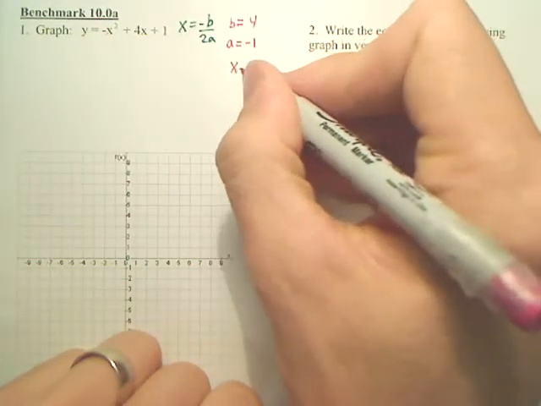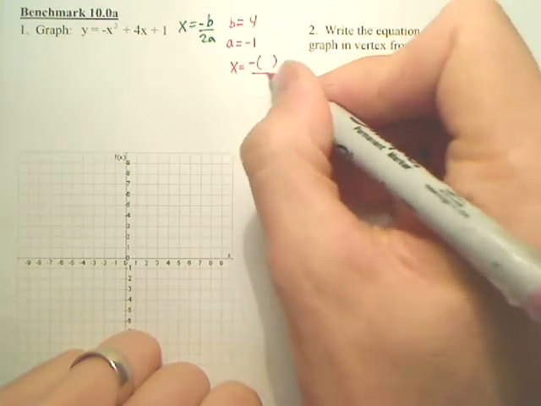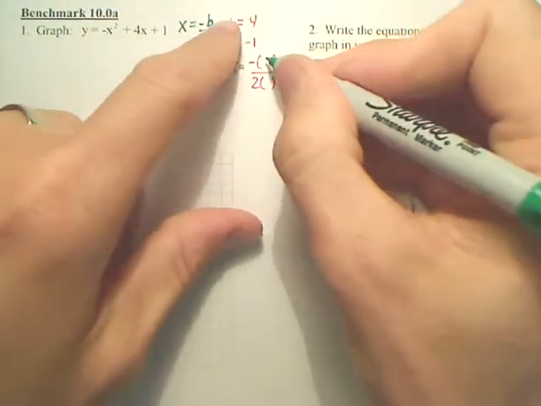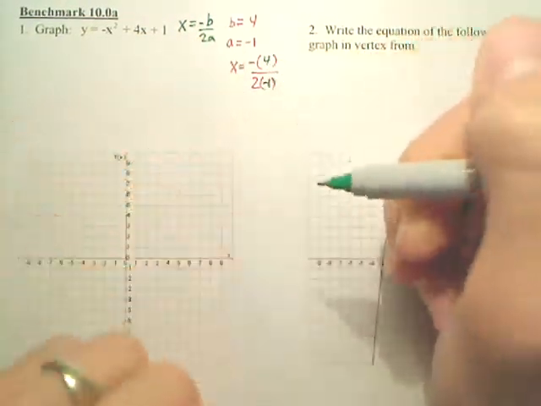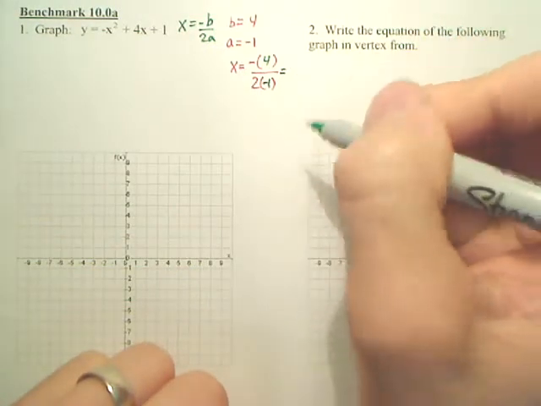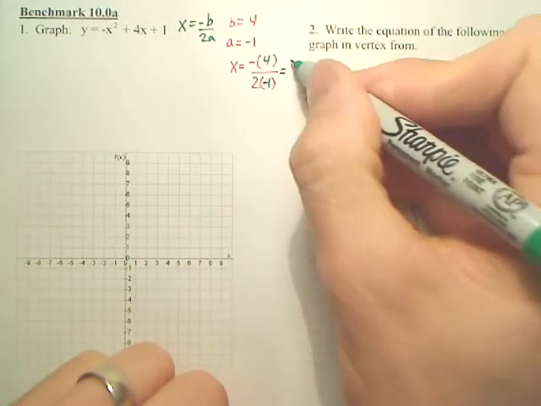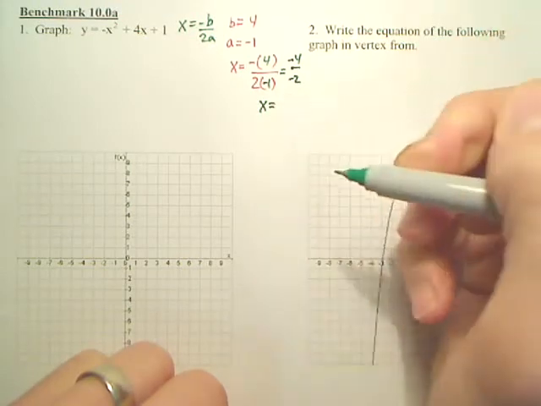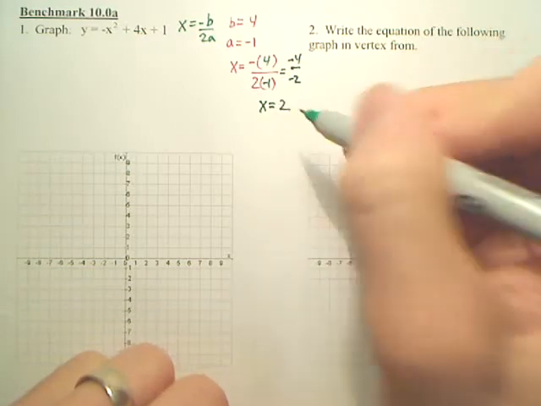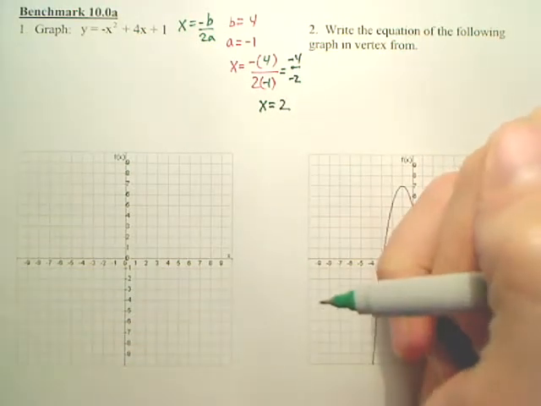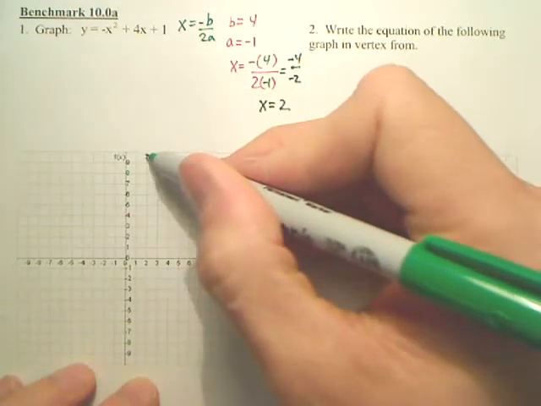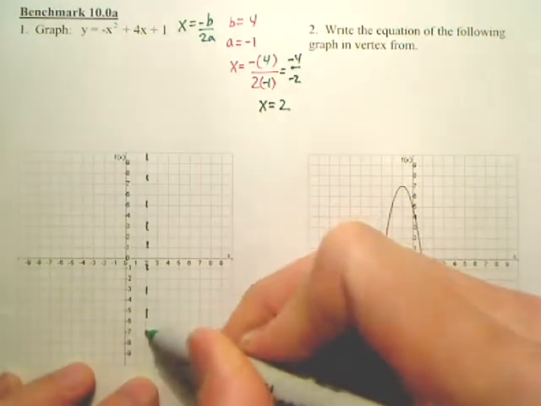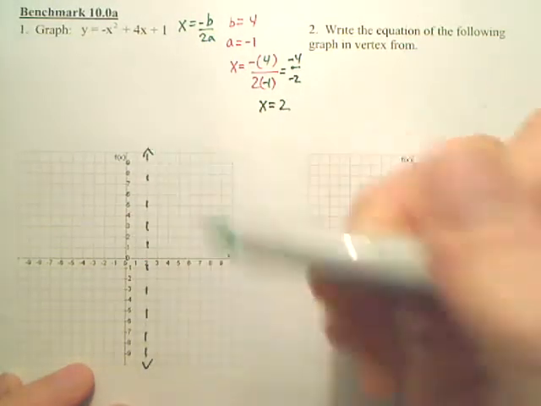So x equals negative b over 2a. It looks like, again, b was 4, a was negative 1. So what do we have? It looks like that'd be negative 4 over negative 2. So x equals 2. What does that mean? I have a line of symmetry, right here at 2.